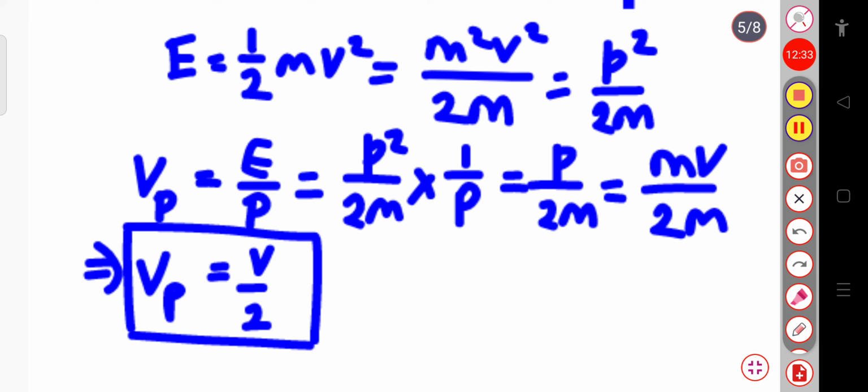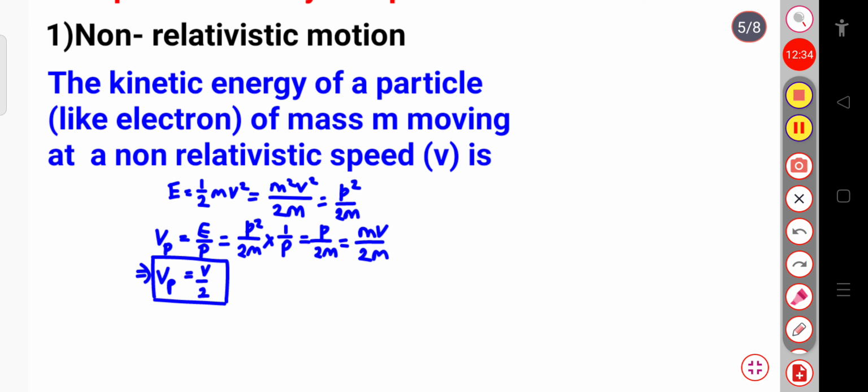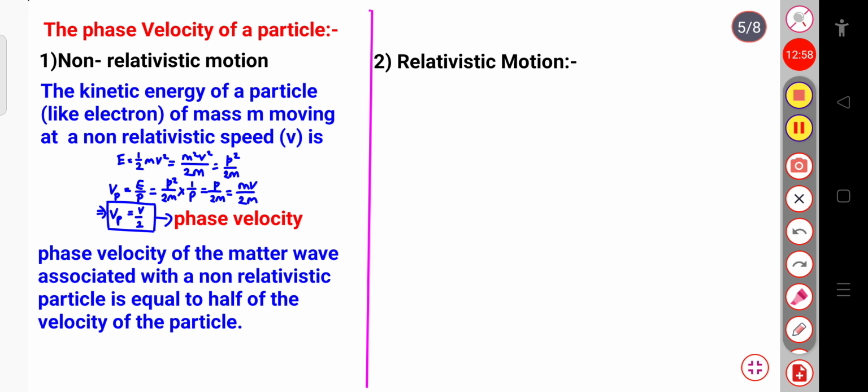It means that for the non-relativistic motion, this is the phase velocity of the particle. So the phase velocity of the matter wave that is associated with this non-relativistic particle is equal to half of the velocity of the particle. Now we will see what will happen in case of the relativistic motion.